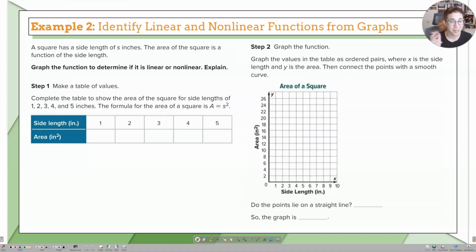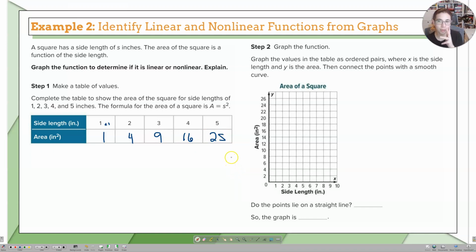Example 2. A square has side length of s inches. The area of the square is a function of the side length. Graph the function to determine if it is linear or nonlinear. Explain. All right, so squares. We're finding the area. When you find the area of a square, you do length times width. But since it's a square, it's just the number times itself. So if this square had a side length of 1, it'd be 1 times 1, which is 1. If it has a side length of 2, it'd be 2 times 2, which is 4. 3 times 3 is 9. 4 times 4 is 16. And 5 times 5 is 25.